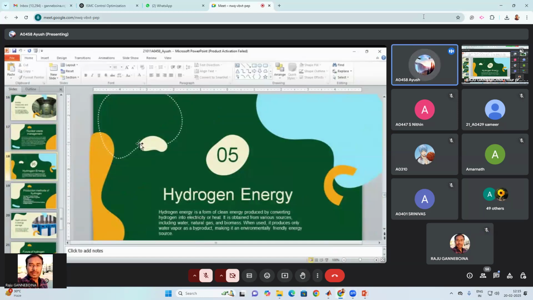Now coming on to hydrogen energy. Hydrogen energy is a form of clean energy produced by converting hydrogen into electricity or heat. It is obtained from various sources, including water, natural gas, and biomass. When used, it produces only water vapor as a byproduct, making it an environmentally friendly energy source.